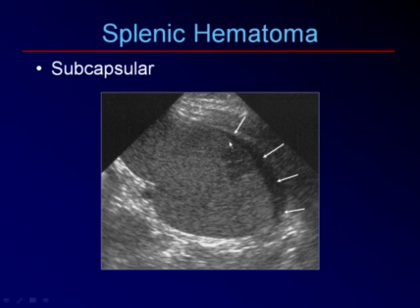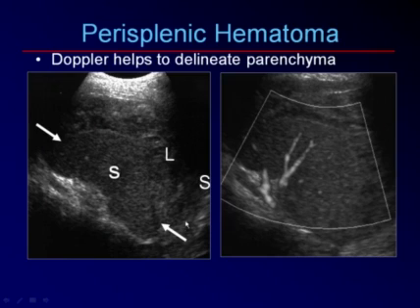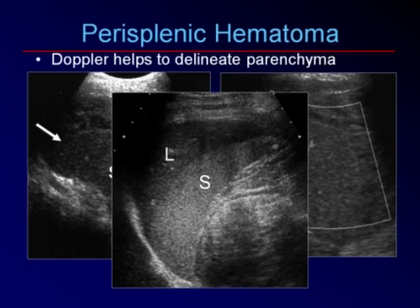We can see subcapsular hematomas, and there is sometimes difficulty in defining the extent of the subcapsular hematoma, because it can often look very much like the spleen itself. One thing that could be helpful is to do Doppler and watch where the vessels end. So we would know that's the end of the spleen, and all this heterogeneous material outside is perisplenic hematoma.